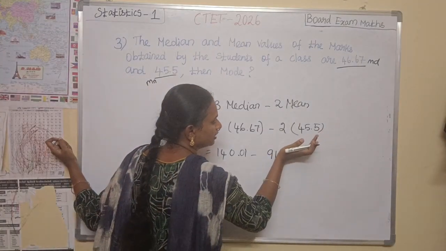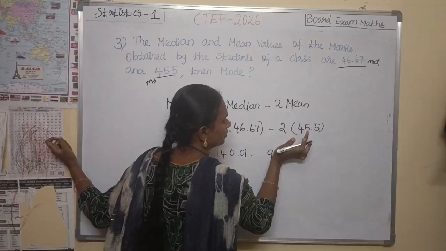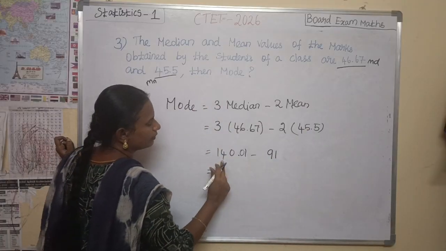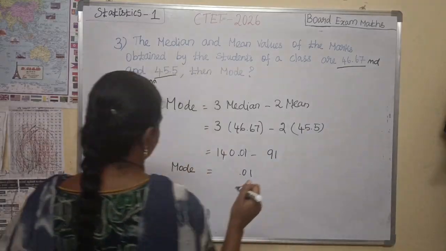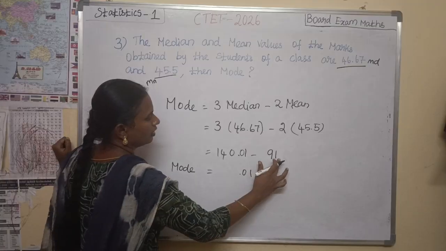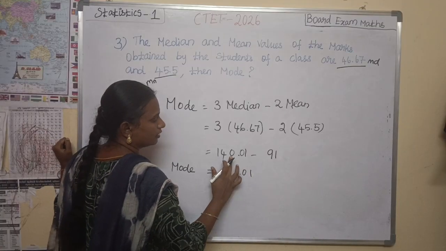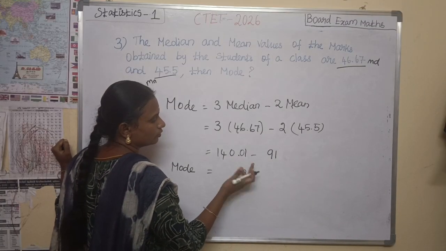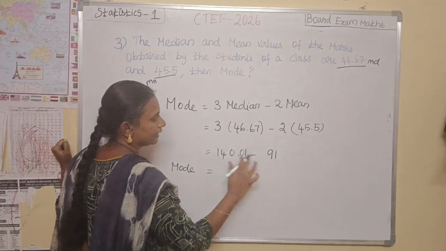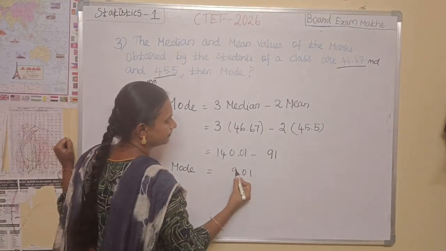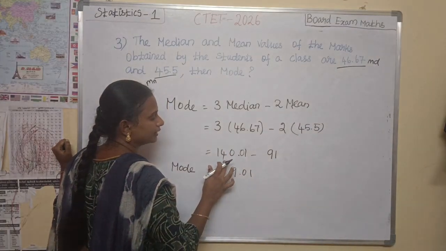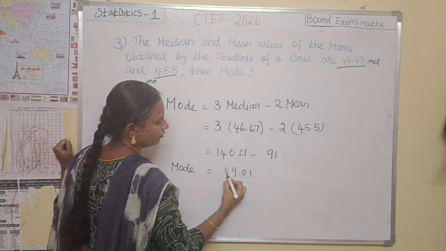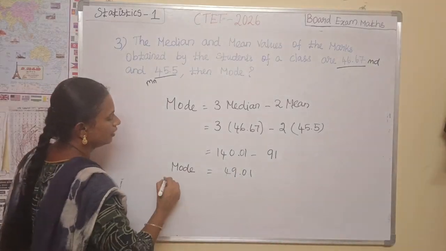After the decimal point, if you have a 0, it has no value. So you have to subtract 91 from 140.03. You can't subtract 1 from 0, so borrow 10. 10 minus 1 is 9. Then 13 minus 9 is 4. So 49.01. This is the mode value.